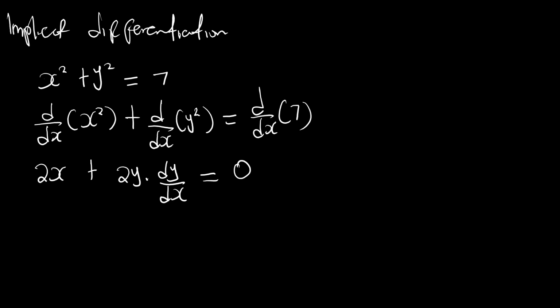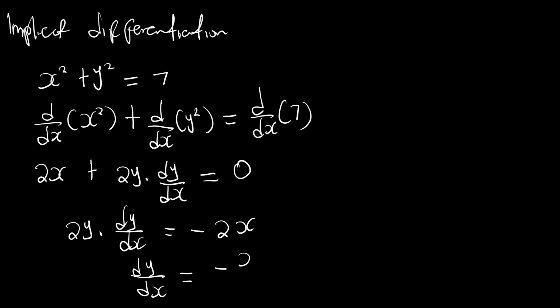So let's make dy over dx the subject of the formula, because that's what we need to find at the end. I will move everything that is not dy over dx, starting with this 2x. We have 2y multiplied by dy over dx equals negative 2x. Then I divide both sides by 2y, and dy over dx is negative x over y, because the 2s cancel each other. At the end, this is our final answer. This is how we apply implicit differentiation.